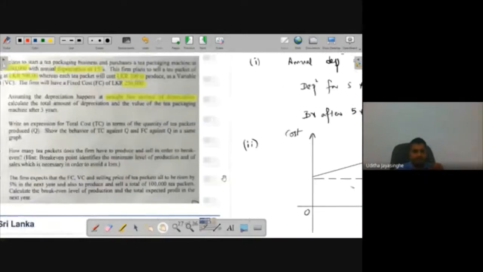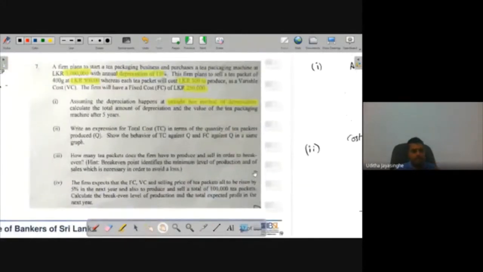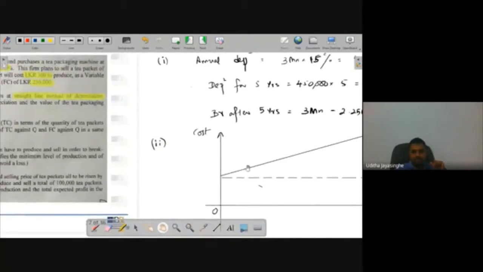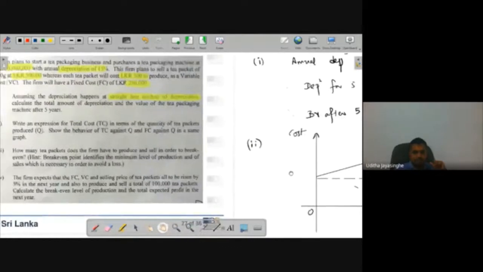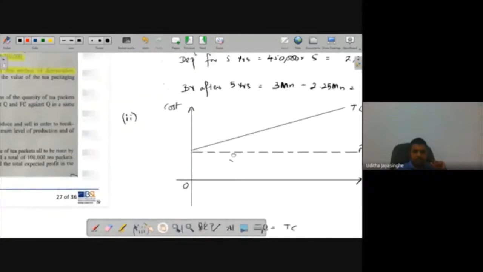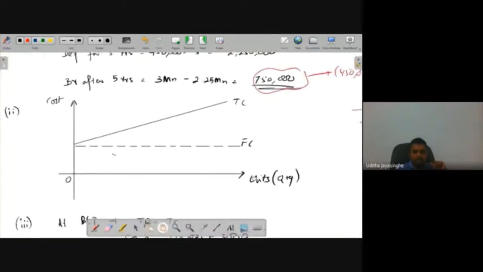Fine. Second part. Write an expression of total cost in terms of quantity of tea packets produced Q. Show the behavior of TC against Q and FC against Q in the same graph. Okay. So simple. The first part is going to be write an expression for the total cost in terms of the quantities.